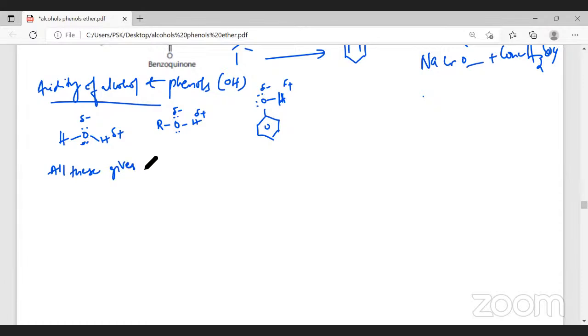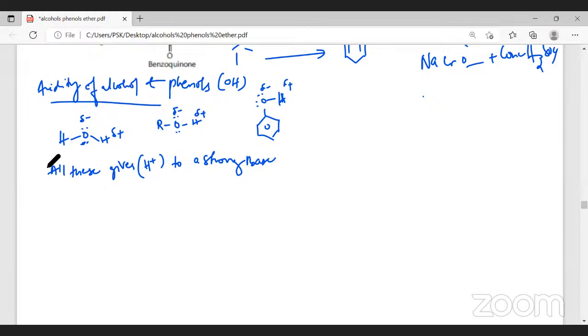give protons to a strong base. When these are allowed to react with a strong base, they all give protons. Therefore, all these show acidic character. Proton donor is called an acid according to Bronsted-Lowry theory. Proton acceptor is called a base.